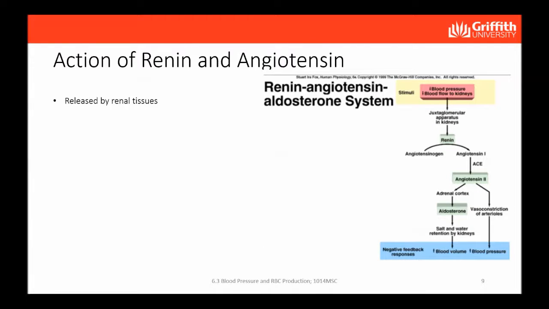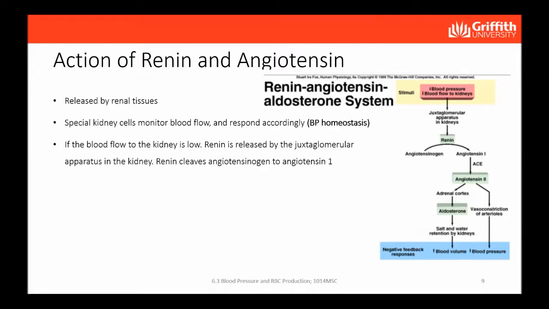The kidneys regulate blood pressure indirectly via the renin-angiotensin-aldosterone system. When the arterial blood pressure declines, the juxtaglomerular apparatus in the renal tissue releases the enzyme called renin. Renin enzymatically splits or cleaves angiotensinogen, a plasma protein produced by the liver, to angiotensin 1.